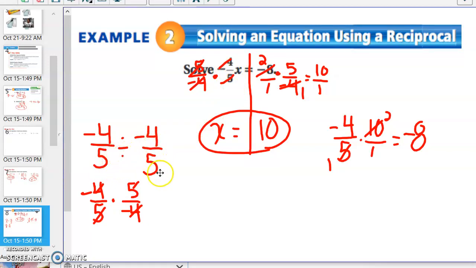divide by -4/5. But if you remember back when we were learning about dividing fractions, in order to divide fractions, you have to multiply by the reciprocal. So that means to get rid of -4/5, I would have to times by the reciprocal of 5 over -4. So instead of writing out this step, I just skip right to this step and I multiply by the reciprocal on both sides. So then that causes the -4/5 to cancel.